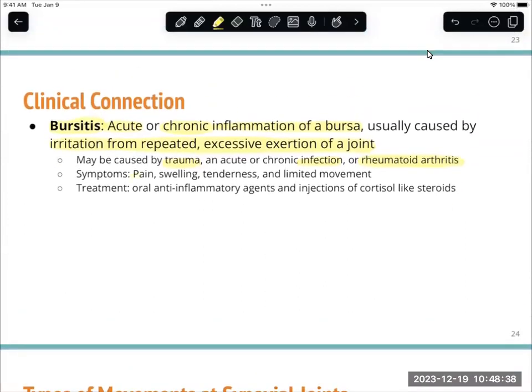So bursitis is usually pretty painful. They can have swelling of those joints. You push on that area, it's very tender. There's limited movement. They can't move it because it hurts. Anti-inflammatories like NSAIDs, ibuprofen, Motrin, those kinds of medications are anti-inflammatories. They could put cortisol or steroids injected into that bursa to try to calm it down. It just depends on what's causing the bursitis. They usually look for what's causing it to decide how to treat it.